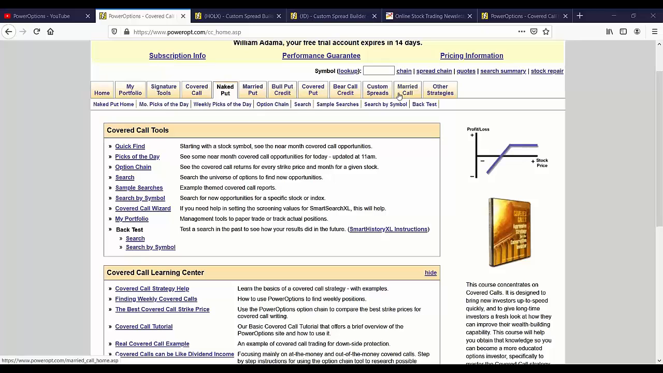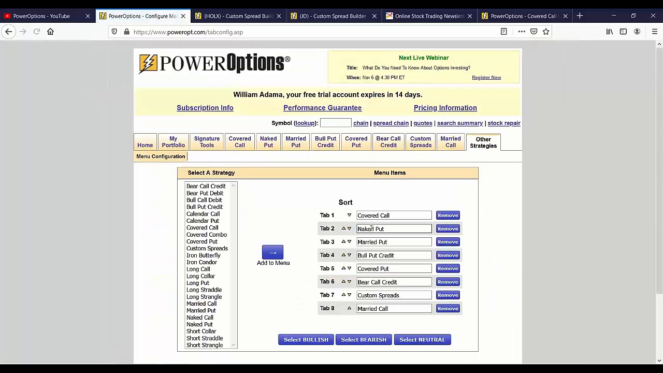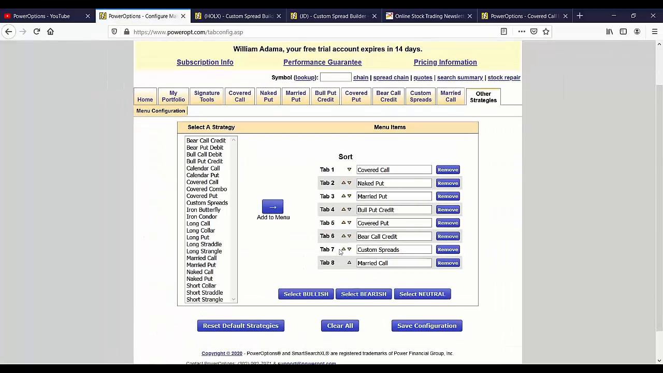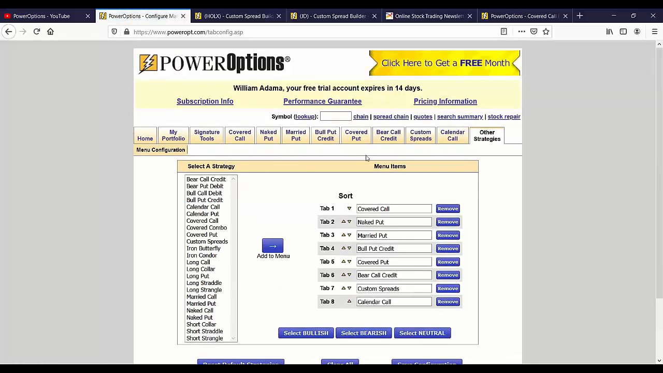I don't have it here, do I? Nope. All right, so let's go to other strategies. And if I don't see a strategy I want, of course, we're just going to clear out married call, and I'm going to add calendar call into the position. All right. There we go. Now, let's go to calendar call home.